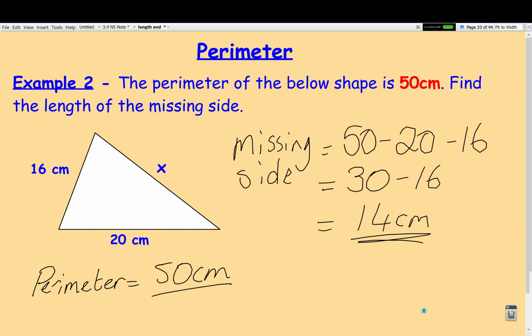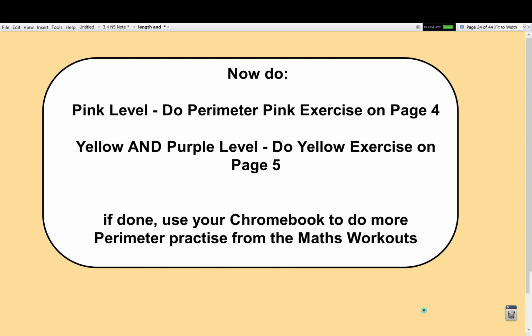Okay, so what I'd like you all to do now is take out your length, perimeter and area booklets, and this is what you are to do for today. So if you are working at pink level, I'd like you to do the perimeter pink exercise, which starts halfway down page 4. Okay, so halfway down page 4, the pink perimeter exercise starts, so start there if you're working at pink level. If you're yellow and purple level, I want us just to begin first of all by doing the yellow exercise on page 5. Okay, so there's 3 or 4 questions in each of those exercises.